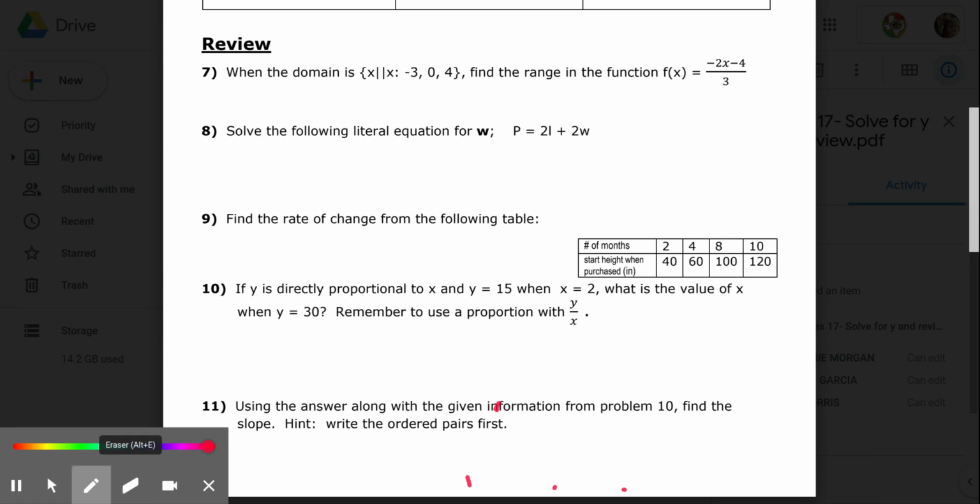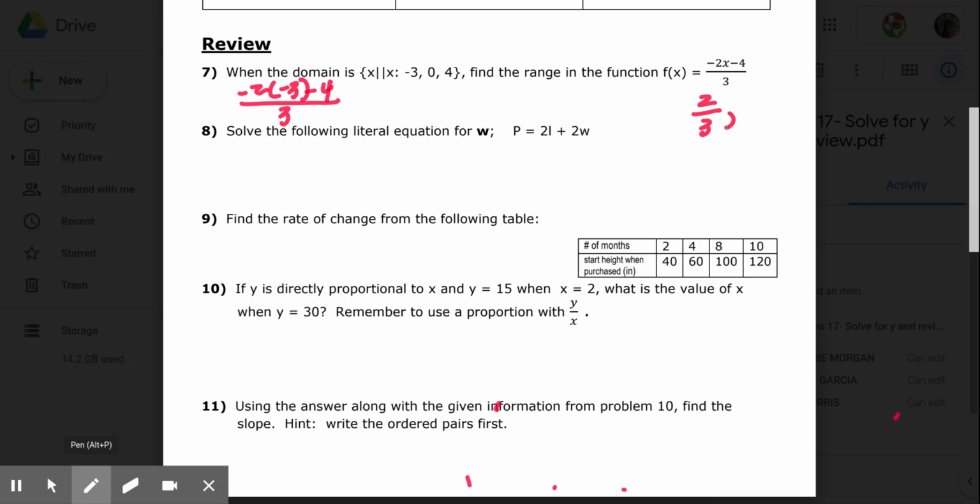All right, so we're basically negative 2 times negative 3 minus 4 all over 3. Okay, so negative 2 times negative 3 is 6. 6 minus 4 gives us 2. So we would have 2/3 as one of our answers.